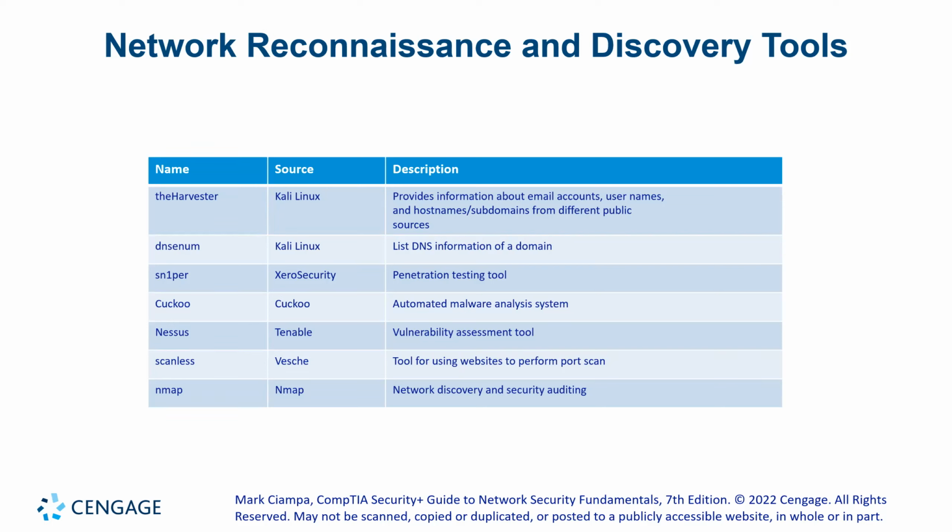Okay, so Nessus is a good one. Scanless by, I think I cannot pronounce that one. VESCH, this is a tool for websites and port scans. And Nmap, I can guarantee that you're going to be using that at some point. There's also another version called Zenmap, which you can use as well.